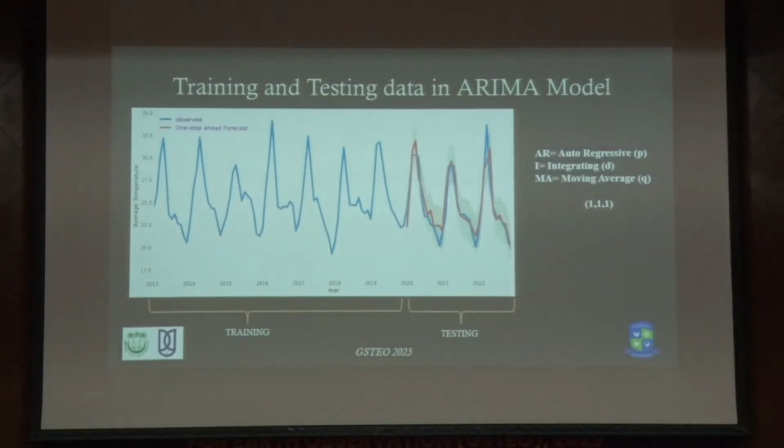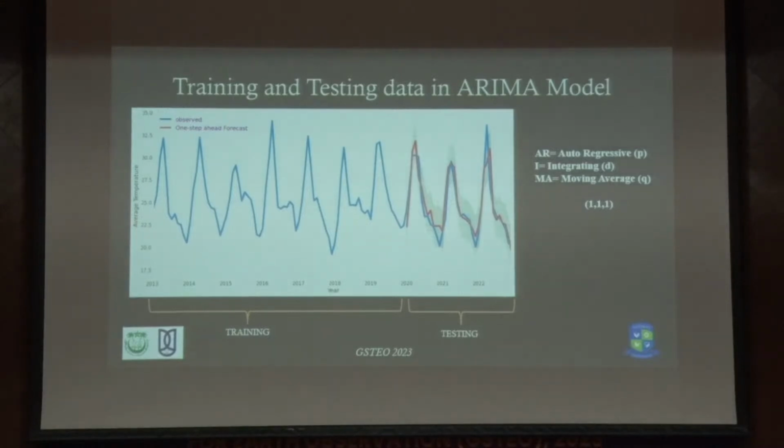So the ARIMA has 3 different sections. The AR is auto-regressive, that is the value of P. The value of D is integrating, and the last one is MA, that is moving average, the value of Q. So the values of PDQ are equal to 1, 1, 1.